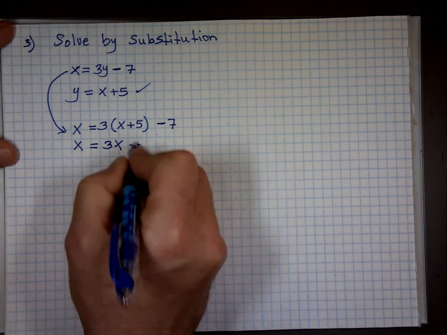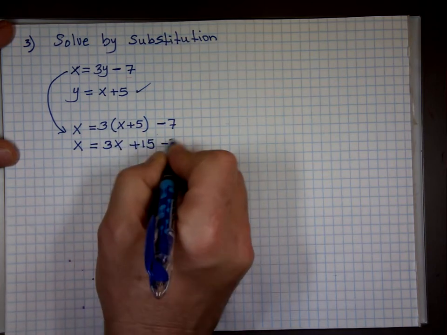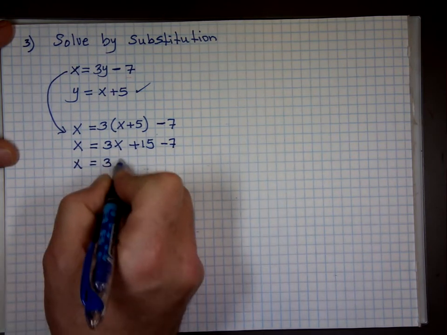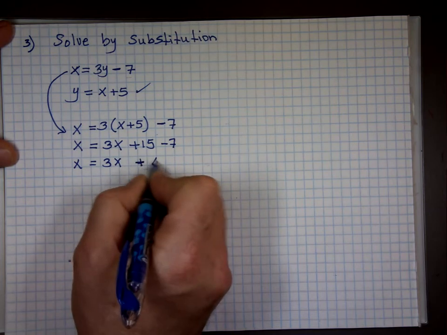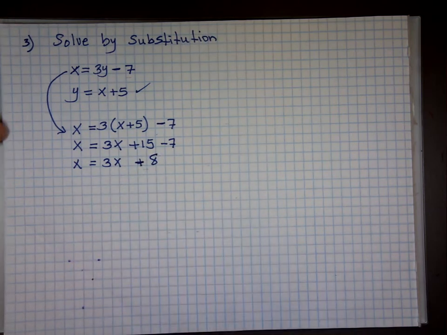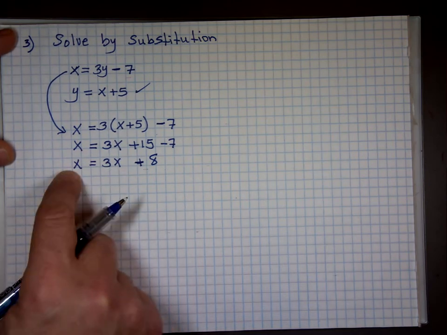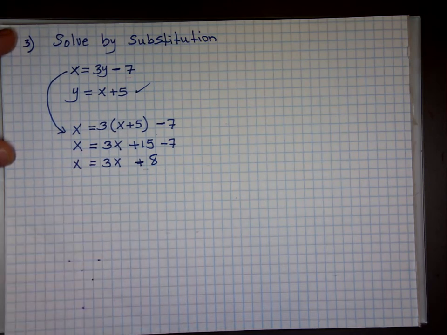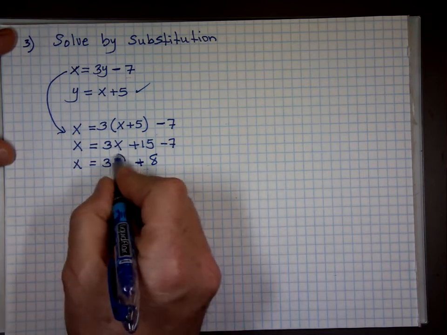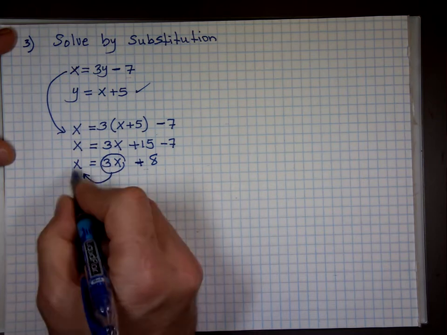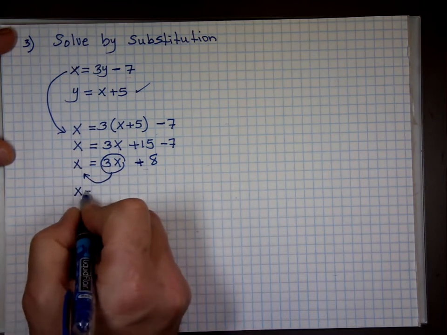3x plus 15 minus 7. What's plus 15 minus 7? 8. Now you want all the x's on one side. That 3x is not on this side, but if I move it to this side, I have all the x's on one side, all the numbers on the opposite side. And when you change side, you change sign. So if I take the 3x, that's a plus 3x. When I bring it to this side, it becomes what? Negative 3x.